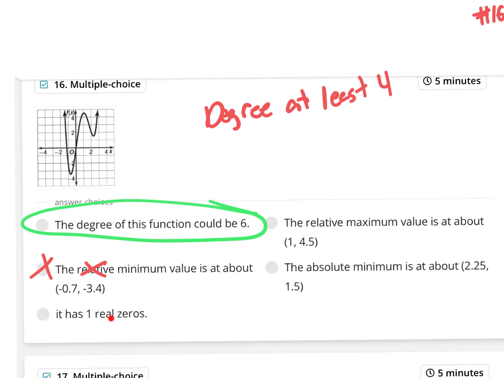What else does it say? It has one real zero. Does this one real zero mean that it only crosses at one point? And as you can see, it crosses at 2 points, not at 1 point. So that's definitely not true.